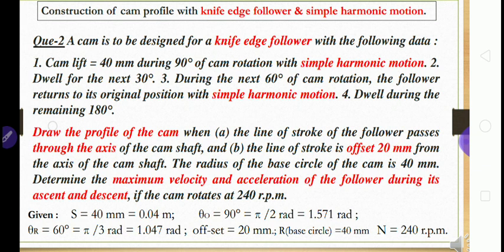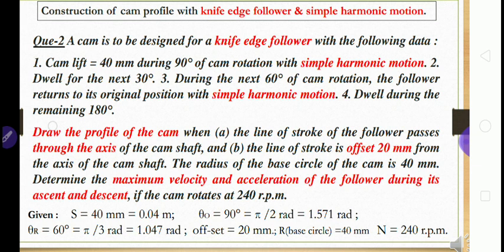Next, during the next 60 degree of the cam rotation, the follower returns to its original position with the simple harmonic motion. That means it is a return stroke and it is having the degree of rotation as 60 degree. We will represent by theta r. Theta r is equal to 60 degree.